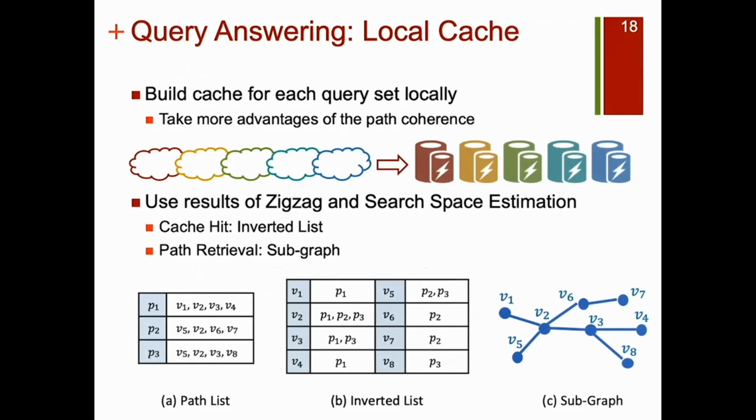The first query answering method is the local cache. Basically, for each decomposed subset, we create a path cache. For the path cache, we first have a path list, and then we also build an inverted list from vertex to the paths. During query answering, if a path is found in the cache, we can answer it directly. Otherwise, we insert it into the cache.